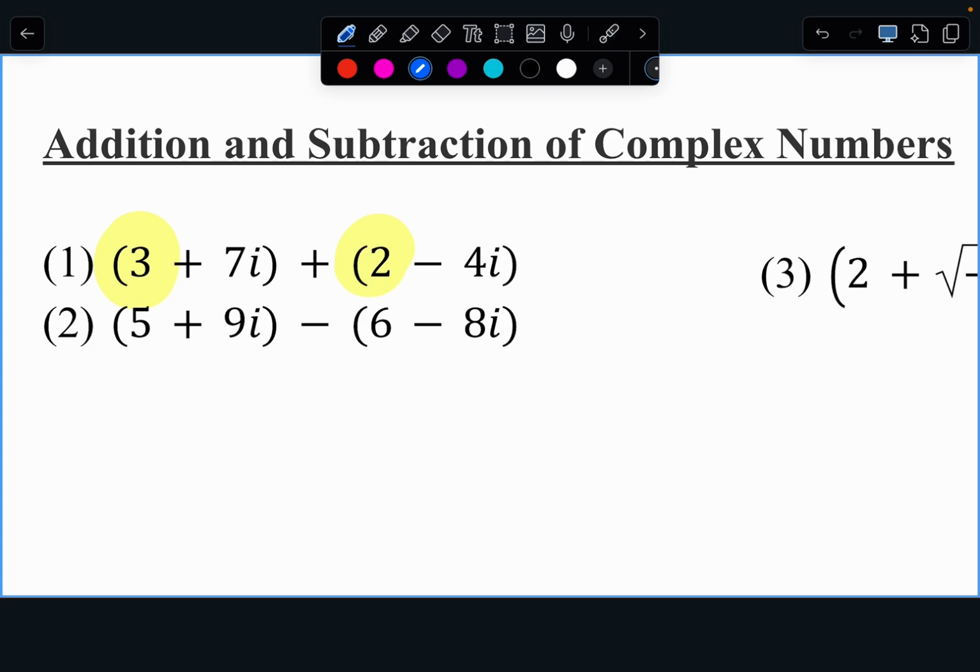What's 3 plus 2? 5. And then these have i's. What is 7 minus 4? 7 minus 3, but it has an i. That is your answer.